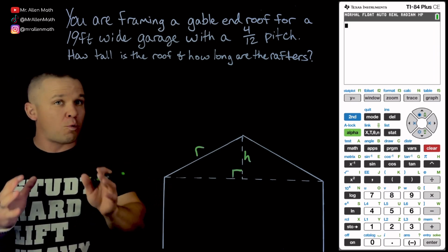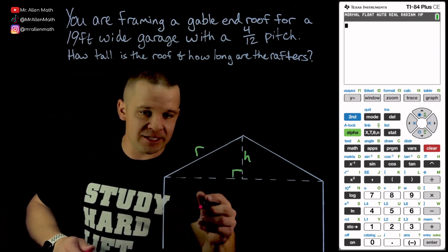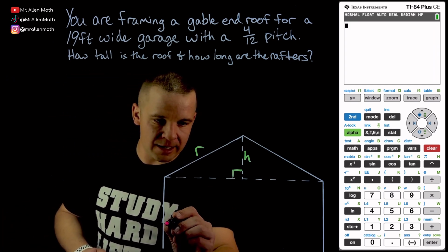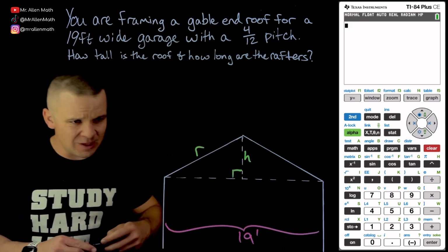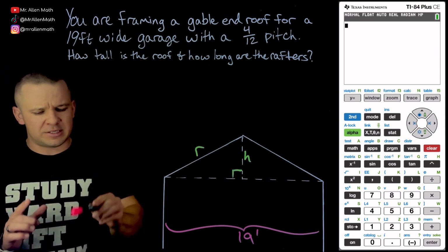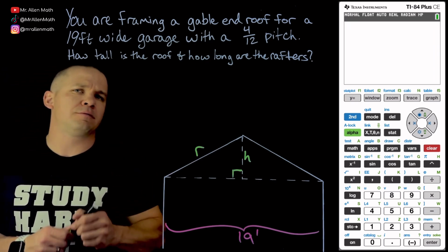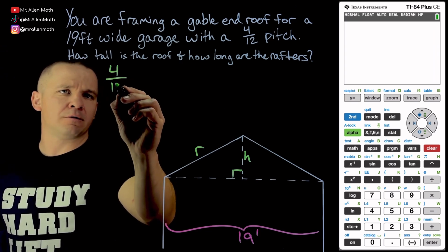Well, my total width of this building is 19 feet. 19 feet is my total width. So from end to end here, that is 19 feet. And my pitch is 4/12. Well, let's see here. I could set up a little proportion, a rise over run, so 4/12.